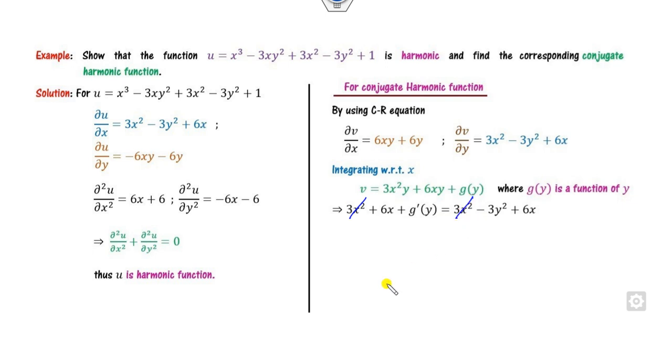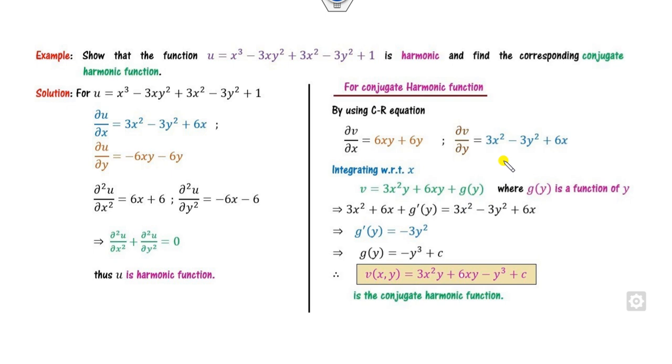So 3x square will be cancelled out. This will be cancelled out. Only this term is here. Now you can integrate them. What is g of y? It is minus y cube plus c. Substitute this value here. You will get the conjugate harmonic function.